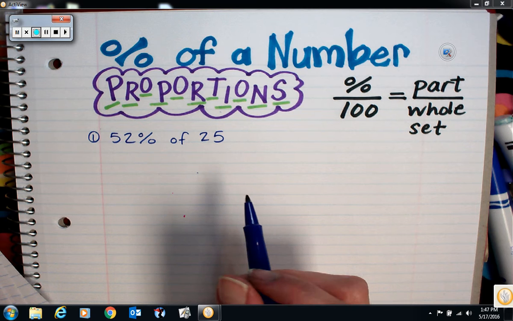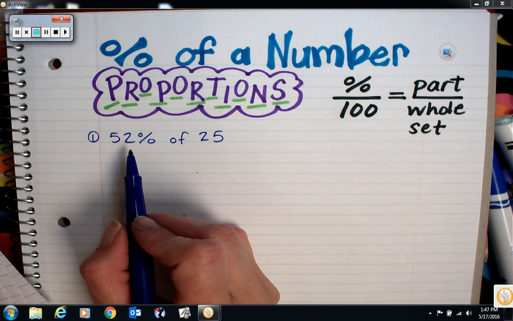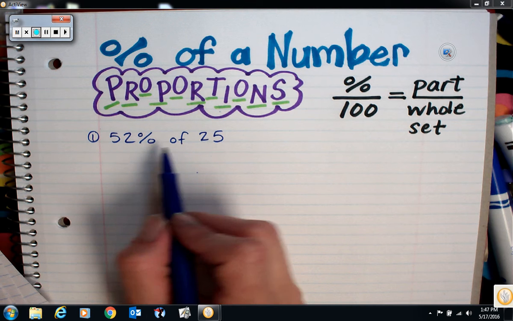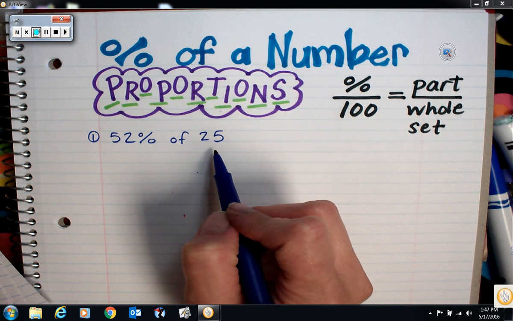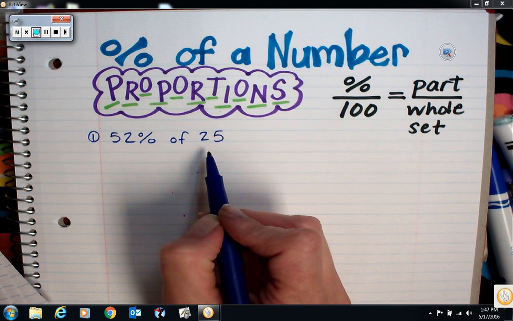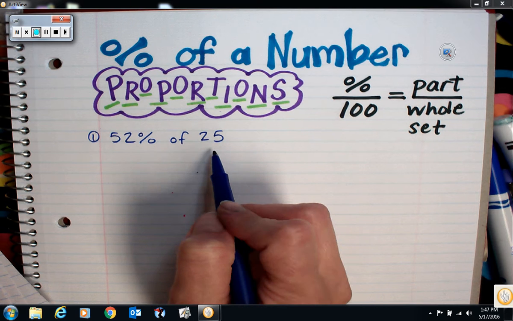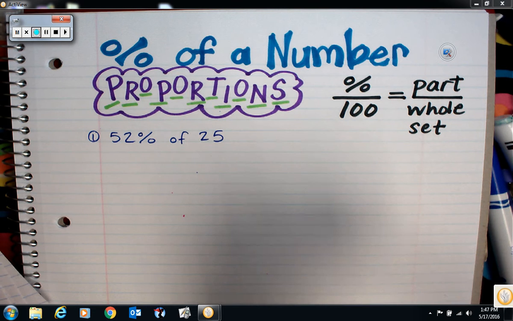And so if I estimate, because we learned about estimation with percents of a number on Friday, my closest benchmark percent is 50%, which is 1/2. And then I need a multiple of 2 that's close to 25, which would be 24. So half of 24 is 12. So 52% of 25 should be about 12. So that way I can kind of estimate where I'm going and if my answer makes sense.